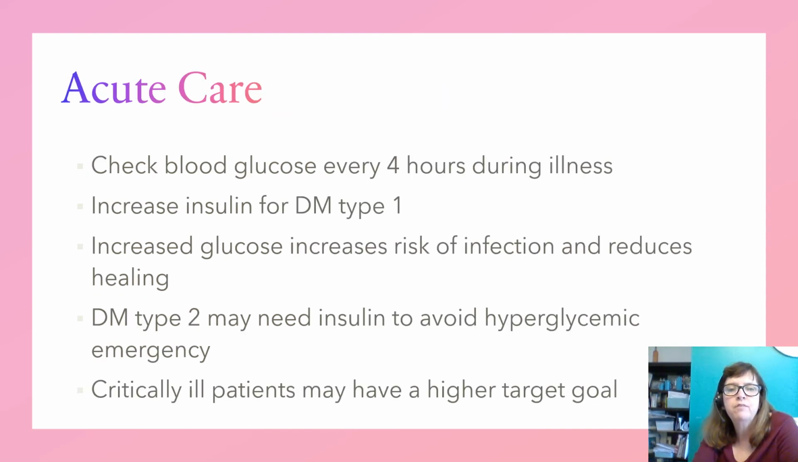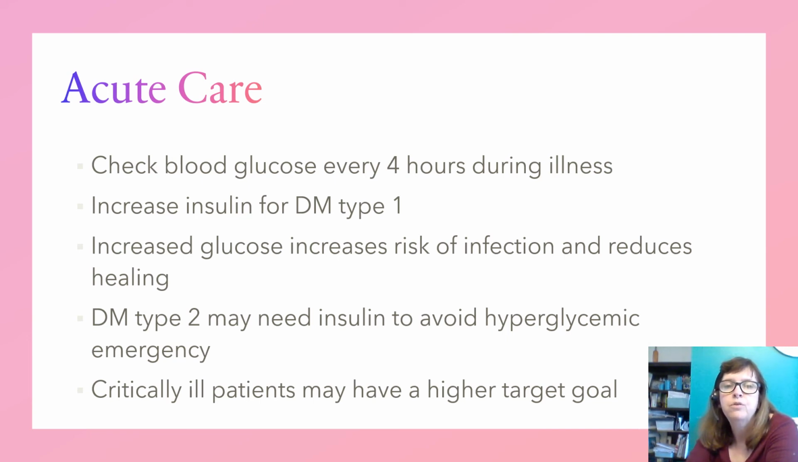Acute care specifically, diabetic patients should check their blood glucose every 4 hours during time of illness. And if glucose is greater than 240, check urine for ketones every 3 to 4 hours. Two consecutive glucose levels greater than 300 or moderate to high ketones should be reported to the healthcare provider. Increase insulin for type 1 diabetics to avoid DKA.